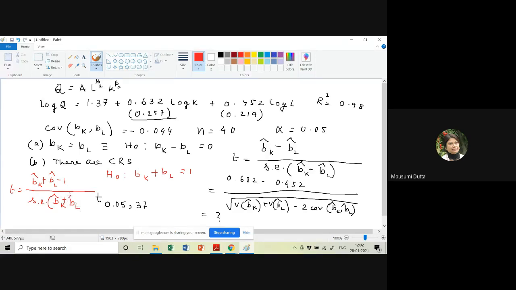Since 1 is a constant, you may write minus 1 or you can simply write this value. In both the cases, you have to present the same value. So numerator will be like this and the denominator will be square root of variance of beta hat K plus variance of beta hat L plus 2 covariance of beta hat K, beta hat L. So proceed in this way. You will be able to derive the value for T statistic, and then if required, compare it with the tabular value, you will get the result.